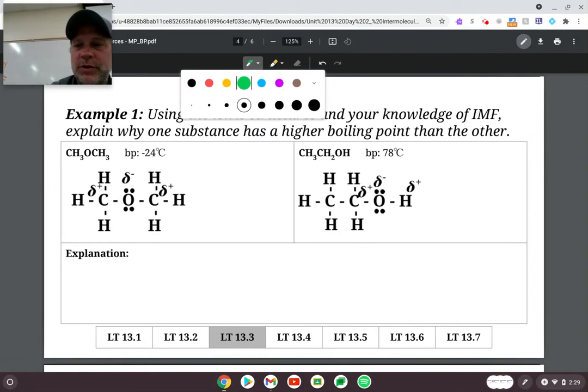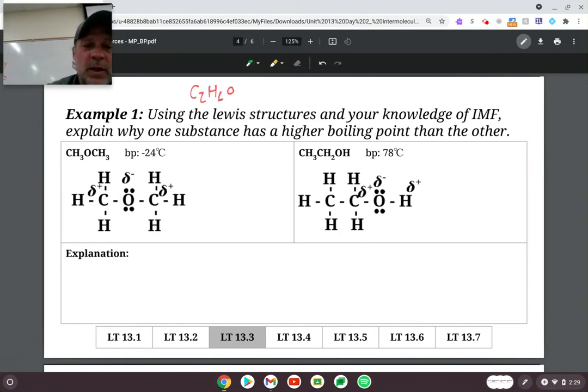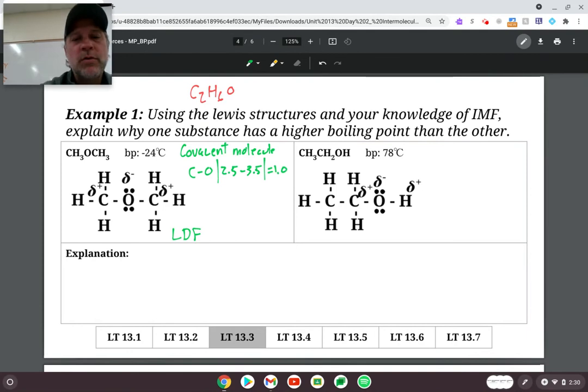For the structure on the left, I have a covalent molecule. Because it's a covalent molecule, the very first thing I can automatically tell myself is that London dispersion forces are present. I see that there is some dipole stuff present. There is a carbon-oxygen bond that appears to be somewhat polar, so I'm going to check. 2.5 minus 3.5 is equal to 1.0. That's my electronegativity difference, so yes, there's a little bit of polarity there.